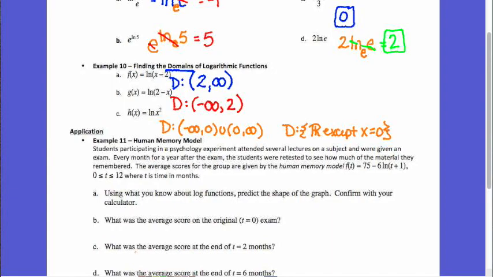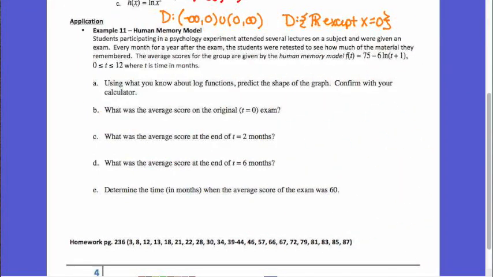So either way. Last one for the application problem. It says students are participating in a psychology experiment. Students, I think it's supposed to say who are participating in a psychology experiment, attended several lectures on a subject and were given an exam. Every month for a year after the exam, the students were retested to see how much of the material they remembered. The average scores for the group are given by the human memory model, and that's this guy right here.